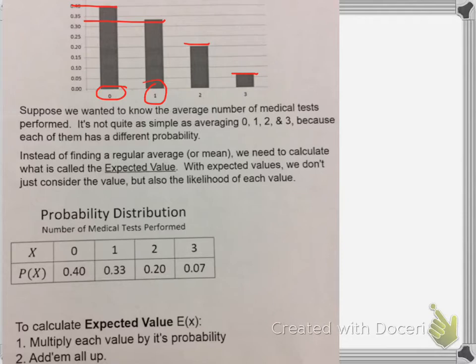Well, what we're going to do is something called the expected value. The expected value is just like the average, where we add up all the numbers and then we divide by the number of numbers kind of idea. But really right here we already have our probabilities distributed out. We know that 40% of the population are going to have 0 tests.